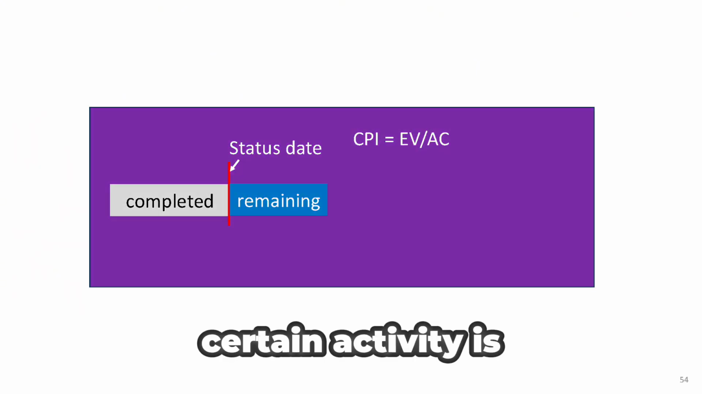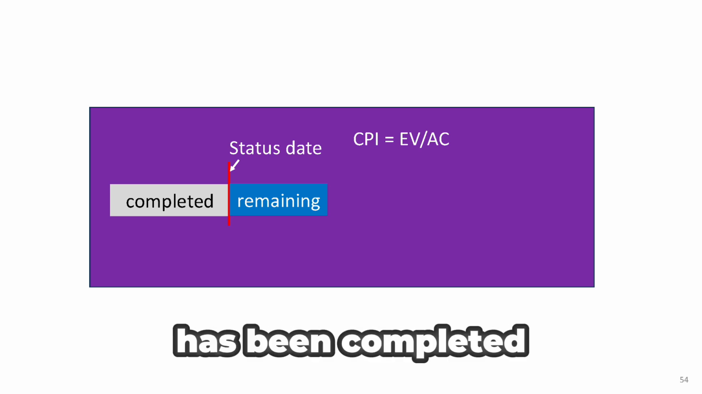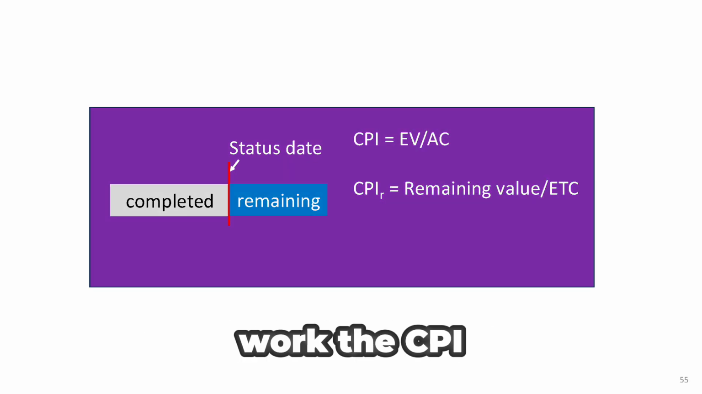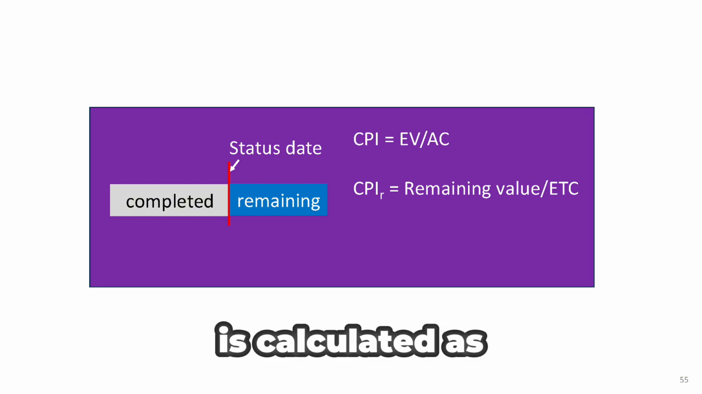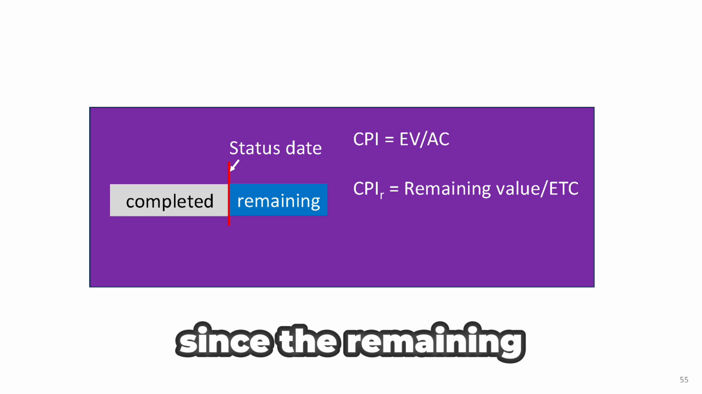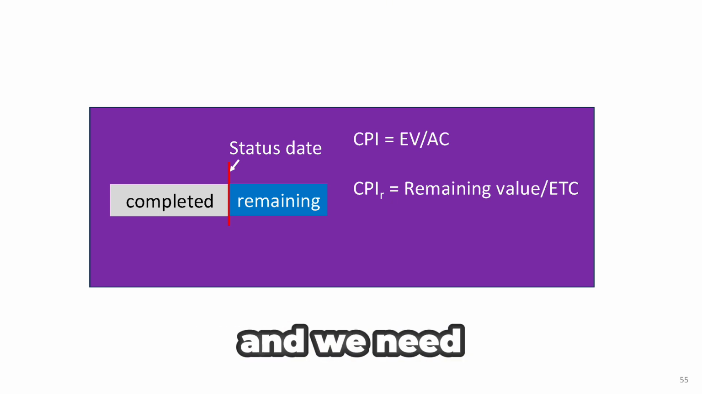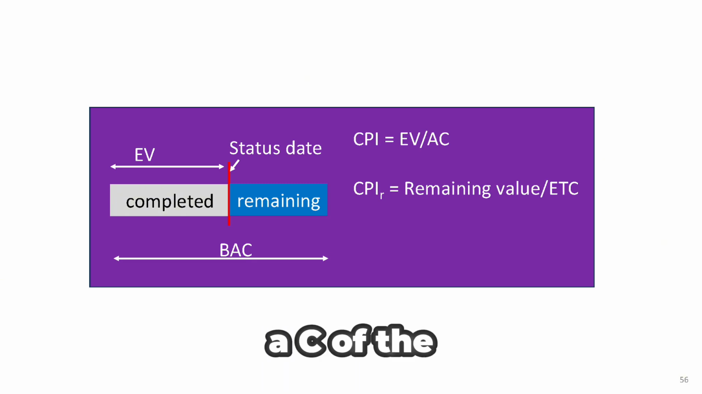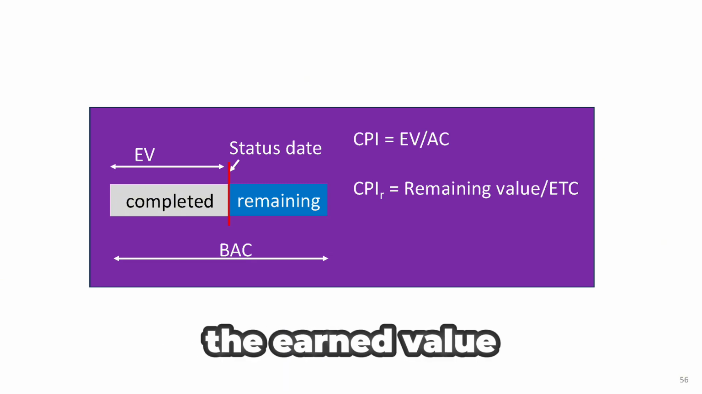Let's assume a certain activity is in progress and some portion of the work has been completed, with remaining work still to be finished. For the remaining work, the CPI for that part, or CPIR, is calculated as the remaining value divided by the estimated cost to complete it, since the remaining work hasn't been completed yet, and we need to estimate its cost. The remaining value is simply the total budget, BAC, of the whole activity, minus the earned value, EV, from the completed work.